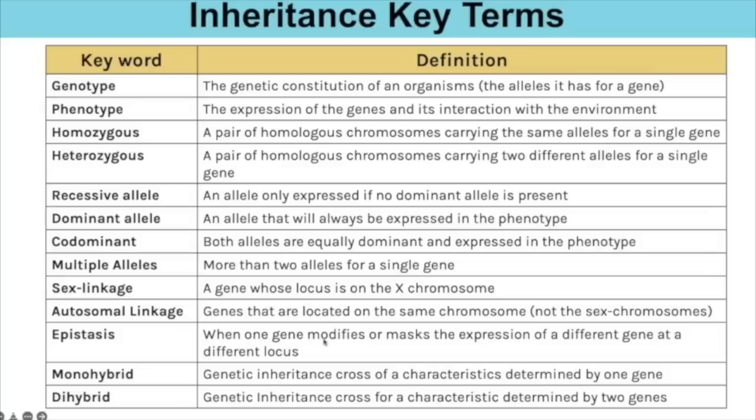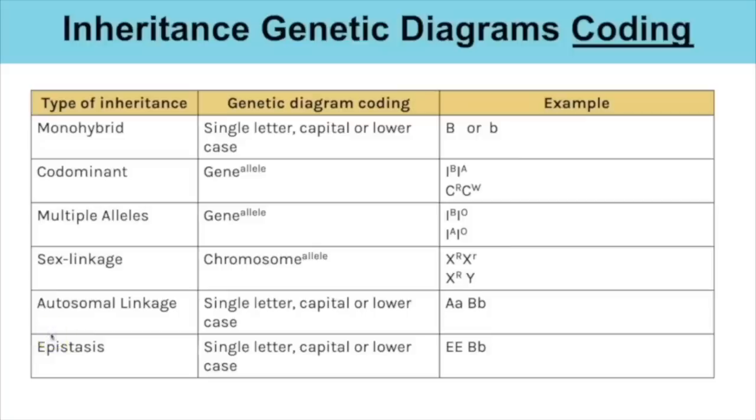Epistasis is when one gene modifies or masks the expression of a different gene at a locus. And then monohybrid and dihybrid is referring to types of genetic crosses. So monohybrid is when you're looking at the inheritance of just one gene. Dihybrid is when you're looking at the inheritance of 2 genes at a time. And we're going to go through the types of inheritance in more detail and have a look at examples of genetic crosses. Now, a big part of the inheritance topic is being able to determine the outcome of genetic crosses.